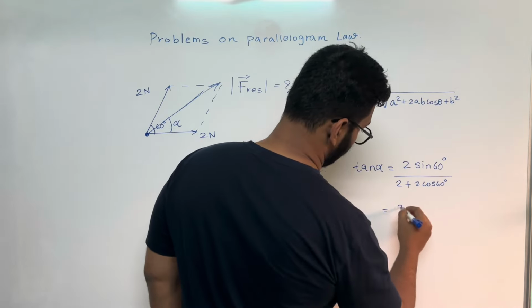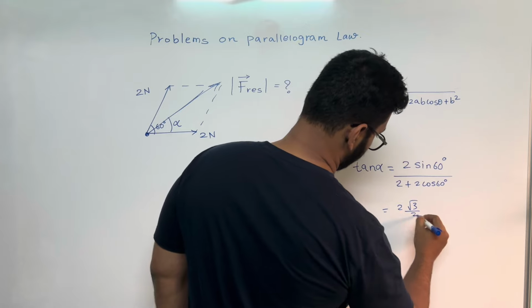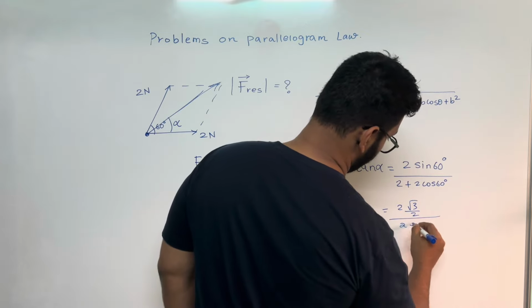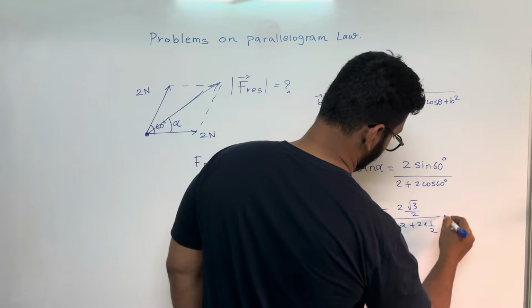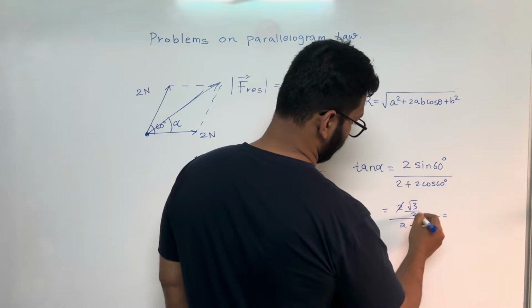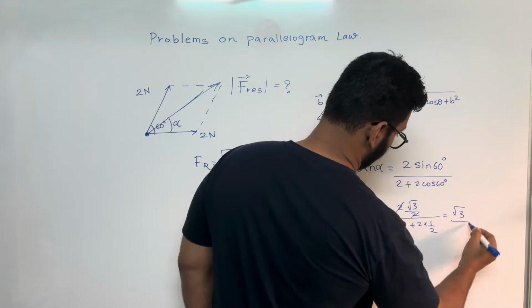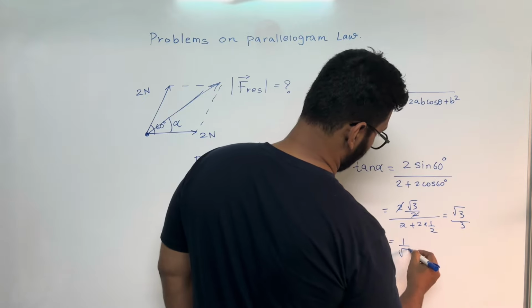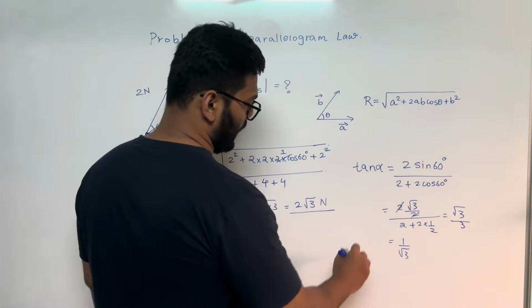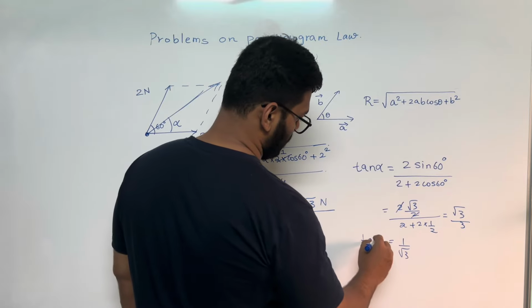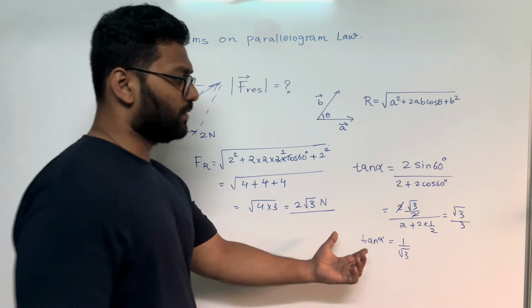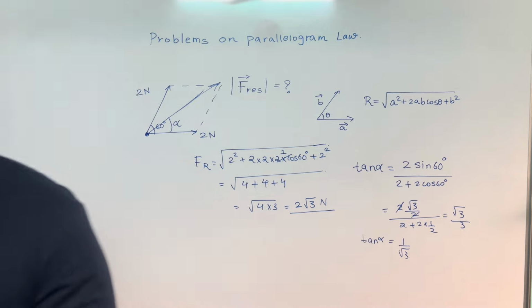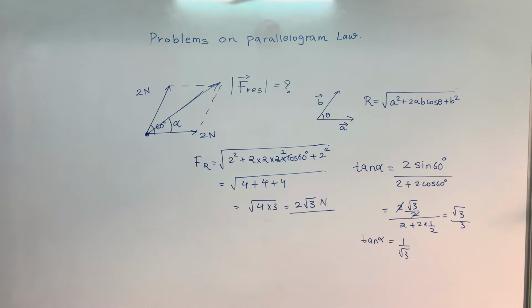So this is going to be 2 into root 3 by 2 divided by 2 plus 2 into 1 by 2. So this is going to be, 2 and 2 get cancelled, we have root 3 divided by 2 plus 1, which is 3. So this is going to be 1 by root 3. Tan alpha is 1 by root 3. So what is going to be the alpha angle? Let me see if it is visible. Yes, it is visible. Okay.